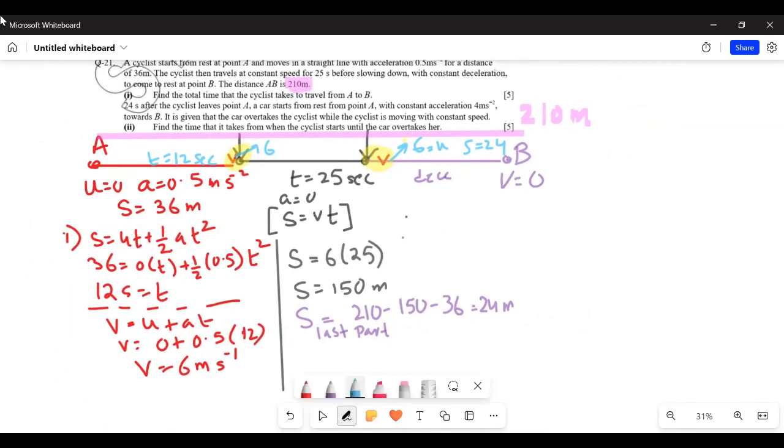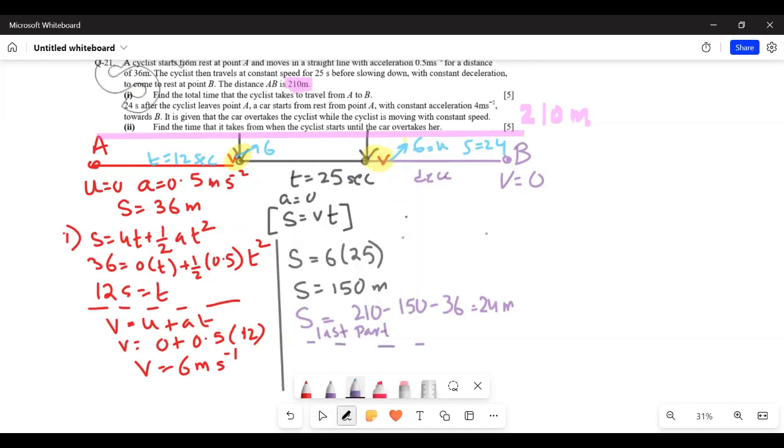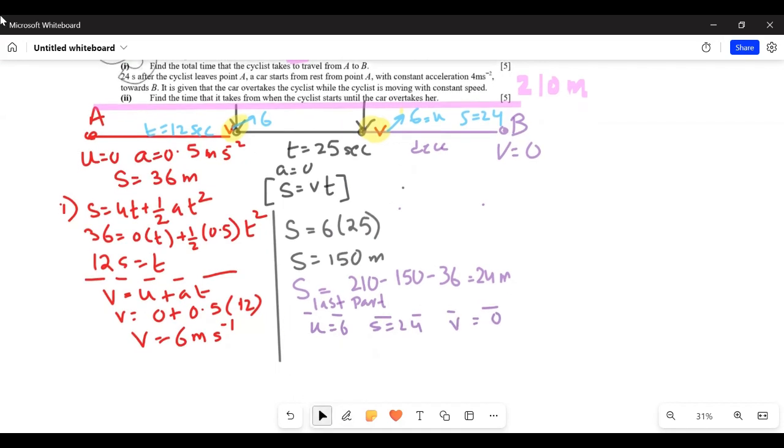So the time for the last part of the journey would be, you know U, which is 6, you know S, which is 24, you know V, which is 0. So we need time here. So V is equals to U plus AT? No, V square is equals to U square plus 2AS? Not even that. S is equals to half U plus V times T. Yes, this should give the time.